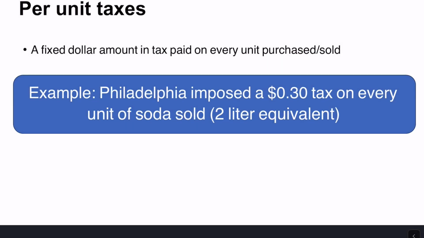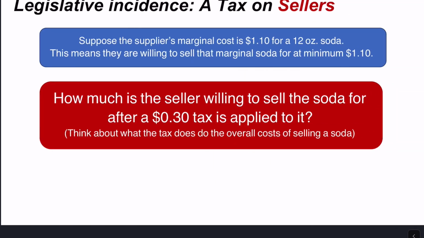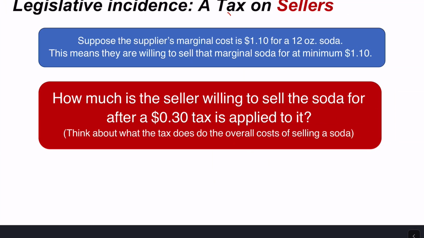Right, as a reminder, we're still going to use the example of Philadelphia imposing a 30-cent per unit tax on every unit of soda sold. And so what we're going to do now is have the law place that tax on the sellers instead of the buyers.